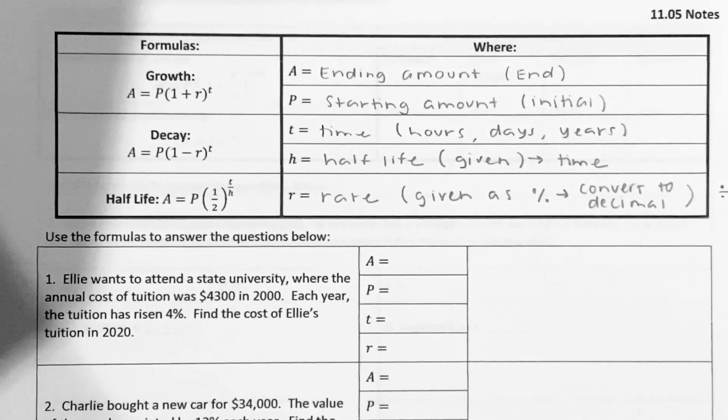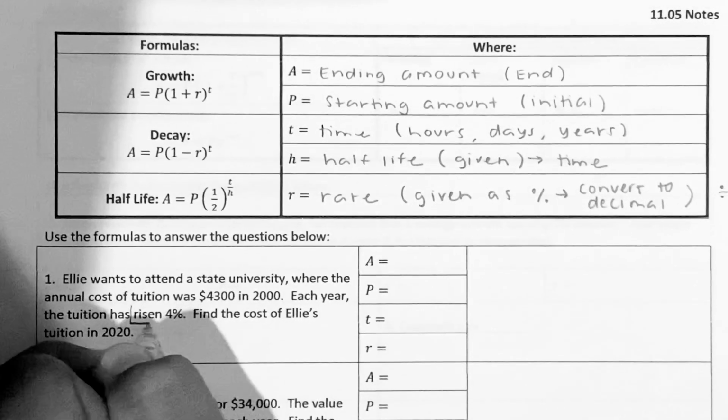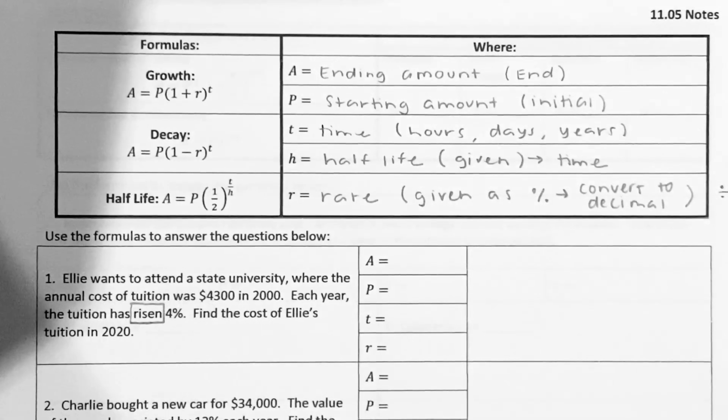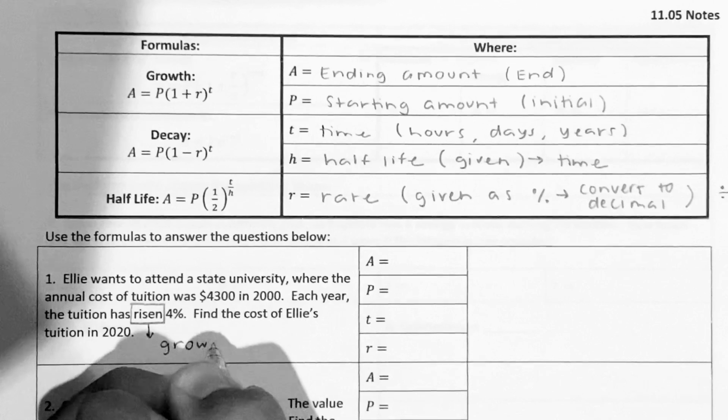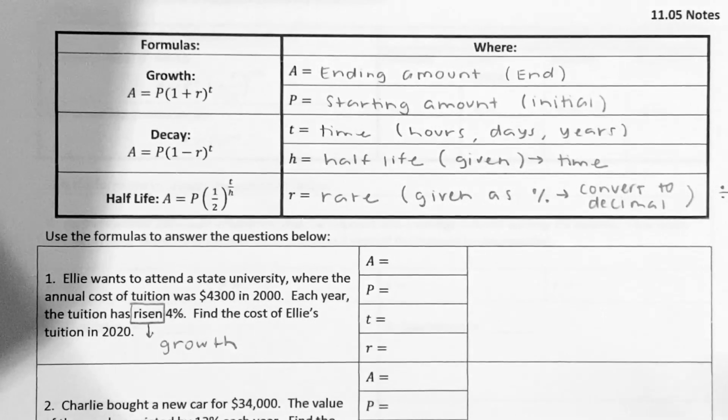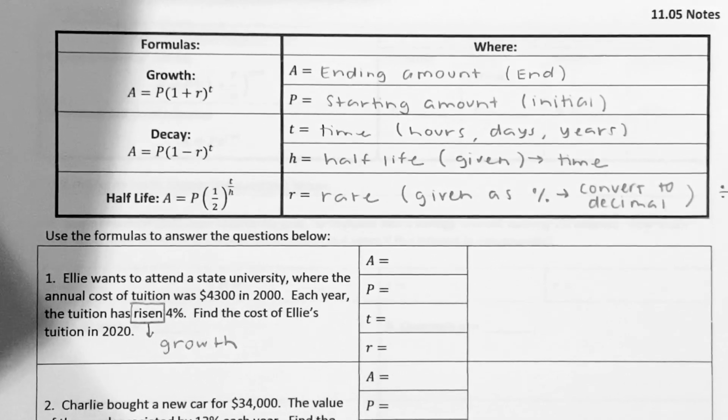All right, so the first thing that I want to do is figure out which formula I'm going to use. I'm going to either use growth, decay, or half-life. And there's a word in the problem that usually tells you this. In this problem, the word is risen. Risen essentially means that it is growing. So risen, growing 4%. You think about, is it getting bigger? Is it getting smaller? The cost of tuition, unfortunately, has been going up significantly, so it is growing.